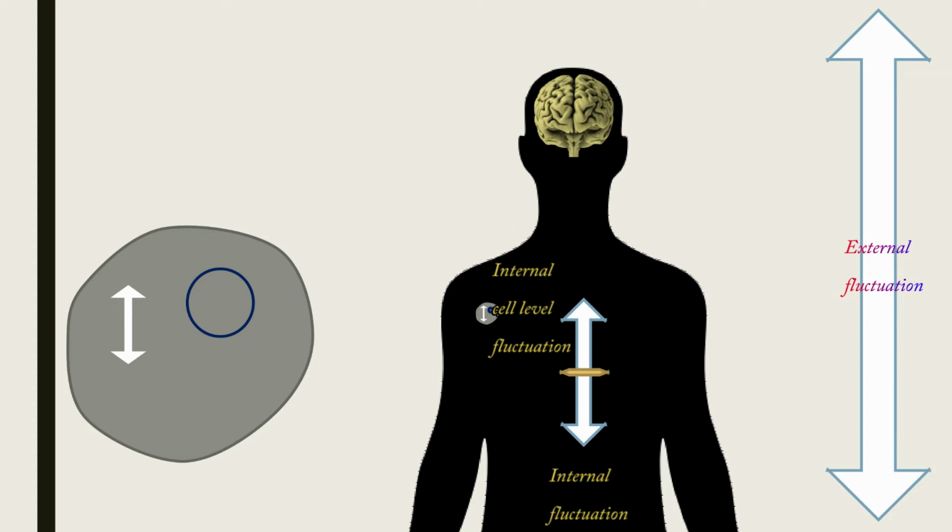Like in case of cell level, when we're talking about the chemical components present in the cell, solutes and solvent, the amount of solute and solvent present in the cell, we are talking about the cell level. In case of multicellular organism, we're talking about the blood and extracellular solutes, like the body fluids, the tissue fluid. We call this organism level internal fluctuation.